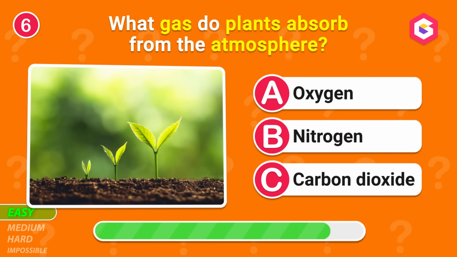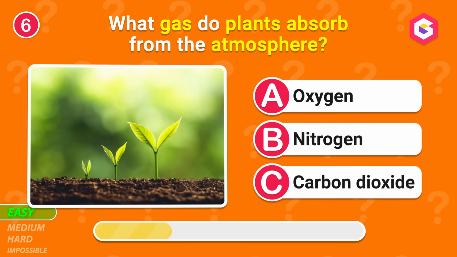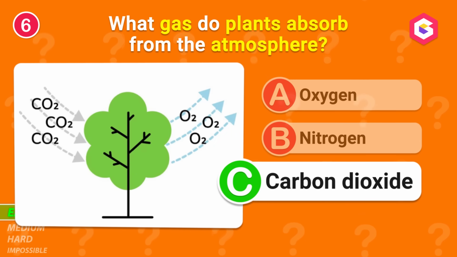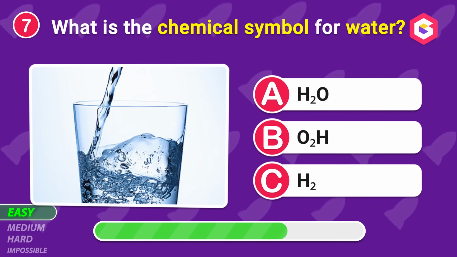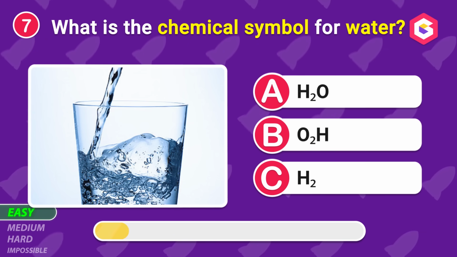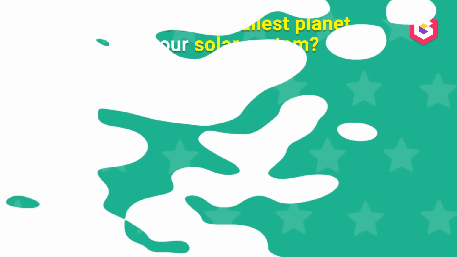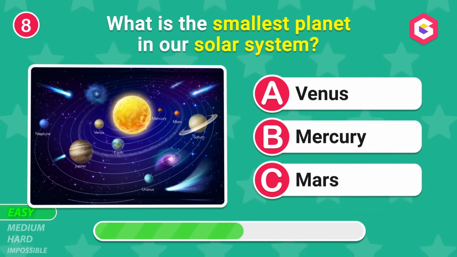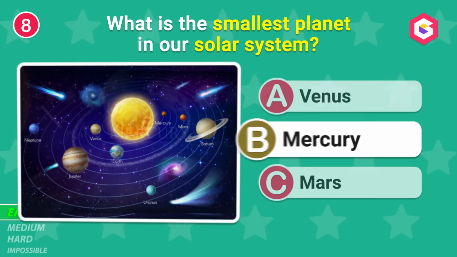What gas do plants absorb from the atmosphere? Carbon dioxide. What is the chemical symbol for water? H2O. What is the smallest planet in our solar system? Mercury, correct.